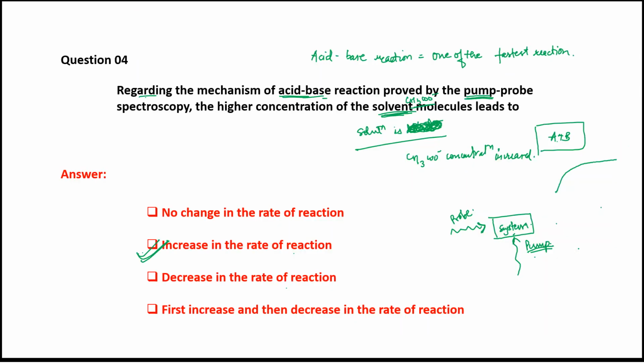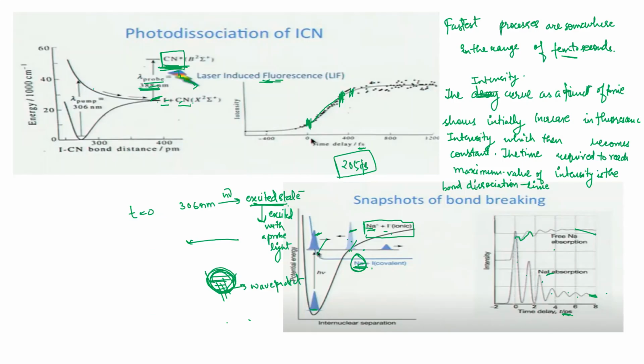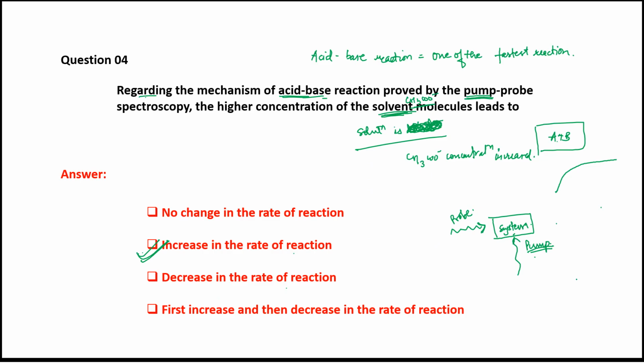And then we move to the answer for this question, which was that the bond breaking time that was calculated is 205 femtoseconds, and the period of oscillations, which was noted from the difference in these two, was calculated to be 1 picosecond.